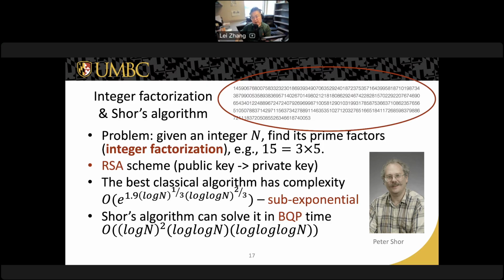And actually, for the public key, everyone knows the public key, but it's a large number. To get its private key, you need to factorize the public key. And it's, again, very hard for classical computers to solve. The best classical algorithms can solve it in sub-exponential time. However, Shor's algorithm running on a quantum computer can solve it in quantum polynomial time.